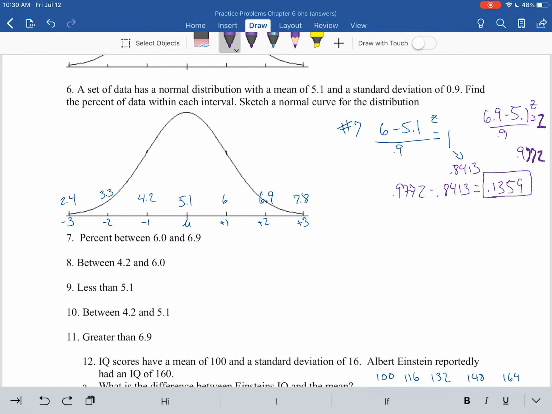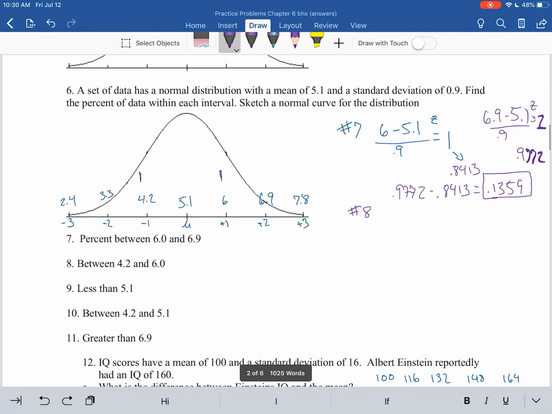And you can always look these kinds of tables up on the internet. Moving on to number 8. So I'll label this one right here, number 8. Doing the same thing, we're going from 4.2 to 6. Well, we've just kind of looked at that. We know our answer should be about 68%, right, if we use our rules that we know.